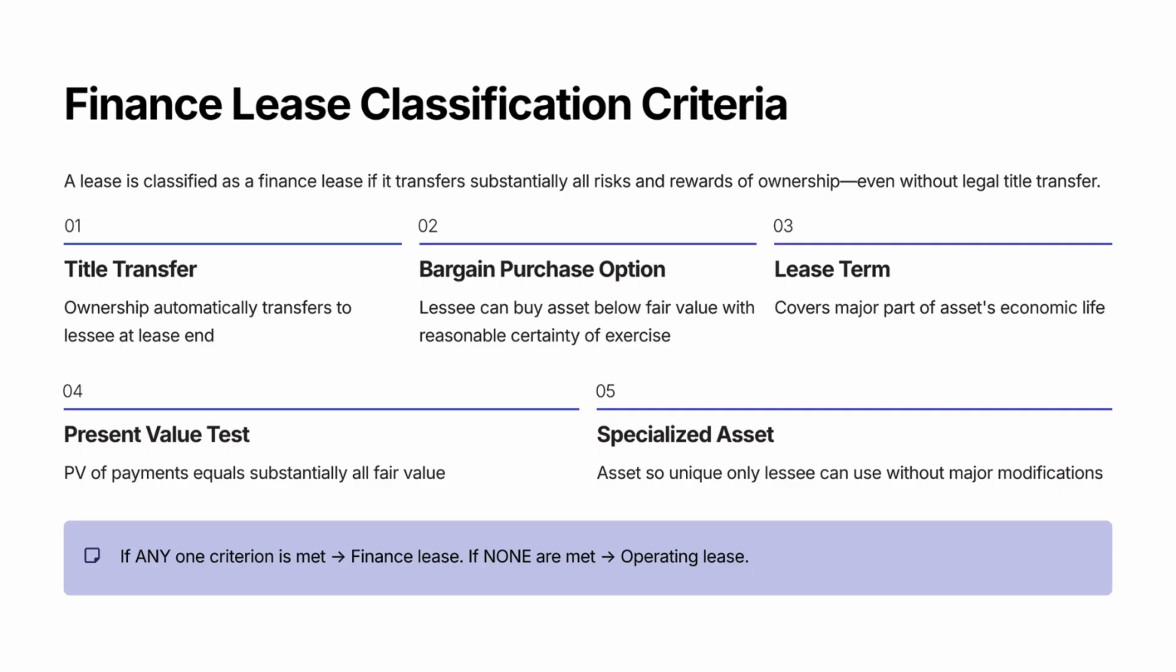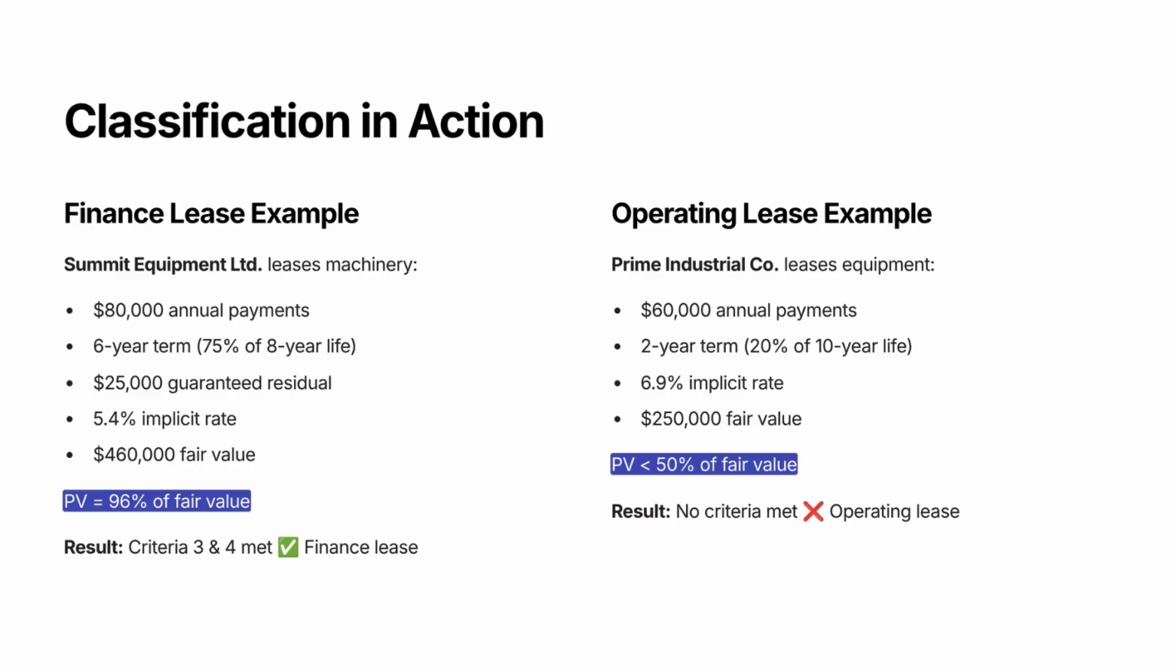3. Lease term. If the lease term covers a major part of the asset's economic life. 4. Present value, PV of payments. If the PV of lease payments is substantially all the fair value of the asset. 5. Specialized asset. If the asset is so unique that only the lessee can use it without major modifications. If any one of these criteria is met, it's a finance lease. If none are met, it's an operating lease. Let's look at 2 examples.